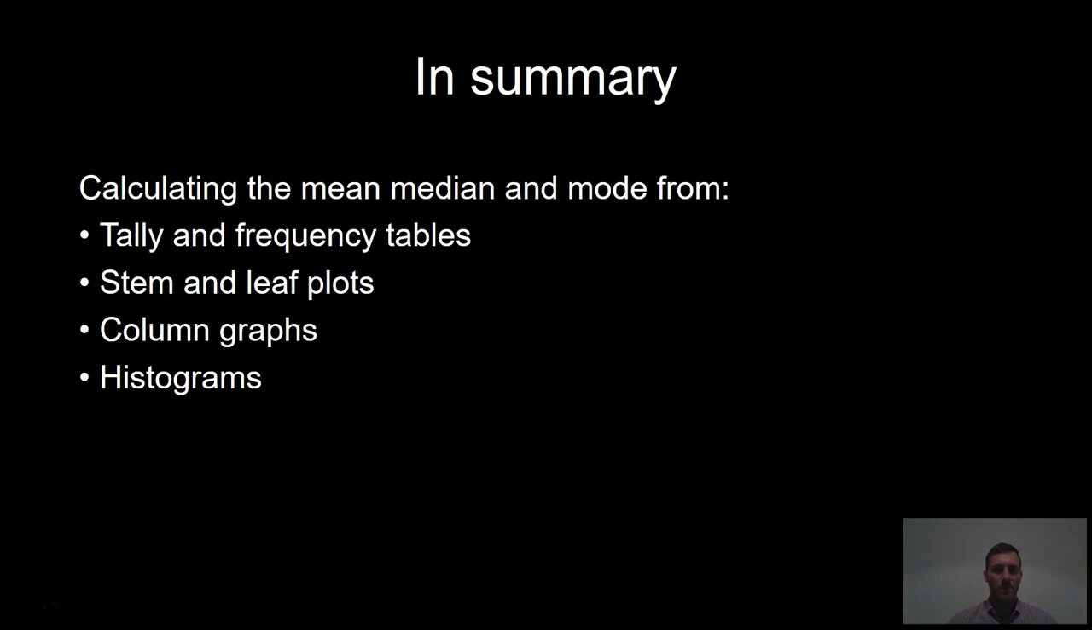So in summary, in this video we had a look at calculating the mean, median, and mode from a tally and frequency table, from a stem and leaf plot, a column graph, and a histogram.